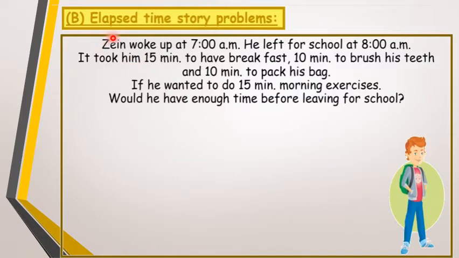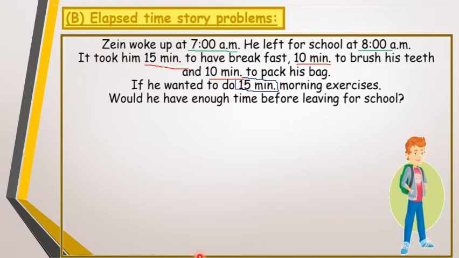Here I have some story problems about elapsed time. Let's read it together. Zane woke up at 7 a.m. He left for school at 8 a.m. It took him 15 minutes to have breakfast, 10 minutes to brush his teeth, and 10 minutes to pick up his bag. If he wants to do extra exercise for 15 minutes in the morning, would he have enough time before leaving for school?